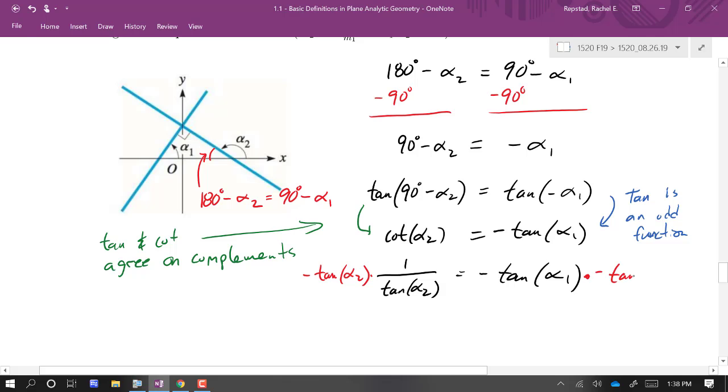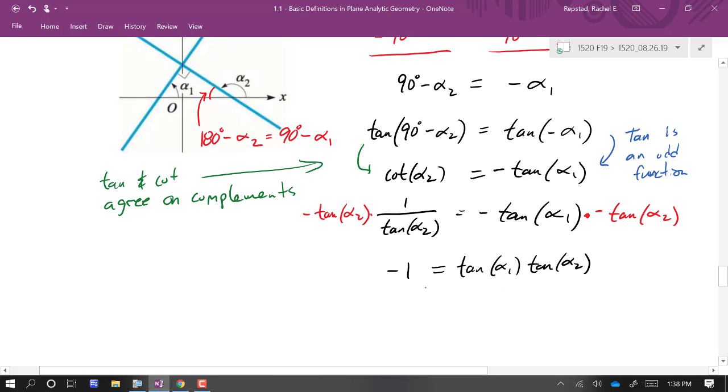So on the left side, we have -1. And on the right side, we have a positive tan alpha 1 times tan alpha 2. And I guess we could call this m1 times m2. Right, the product of the slopes is -1. That is another way to write that m1 and m2 are opposite and reciprocal of each other. If you multiply them together, you get -1. Huzzah!